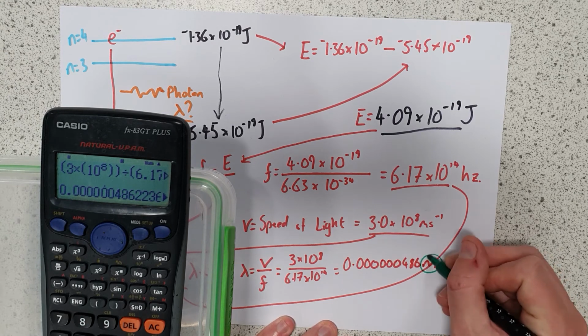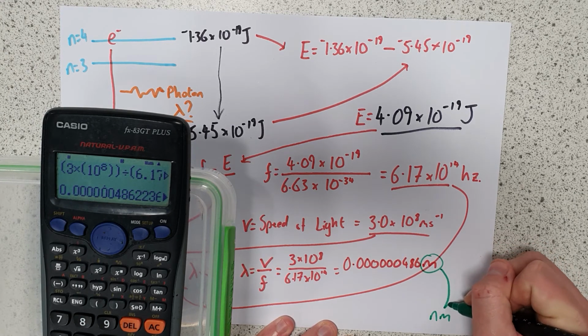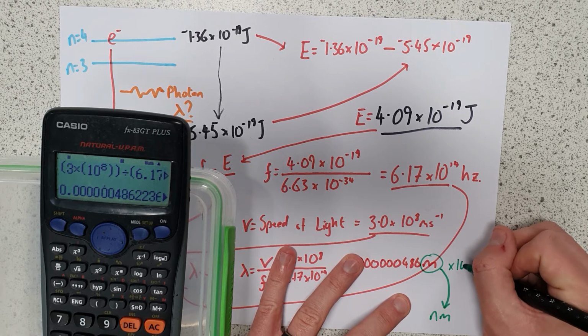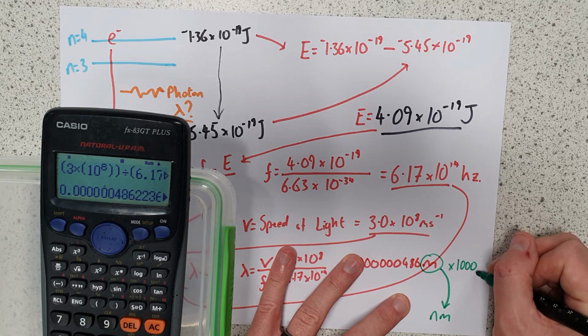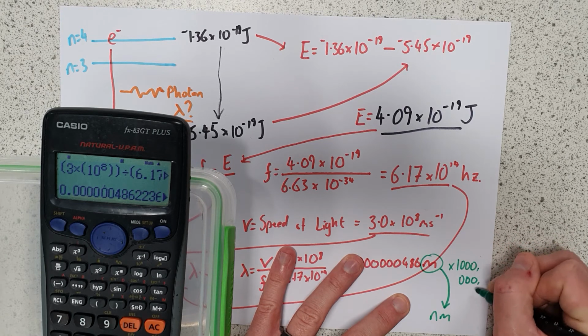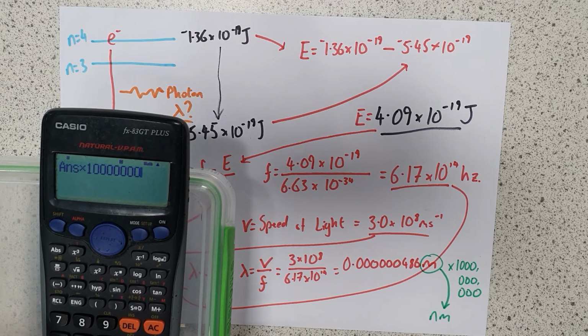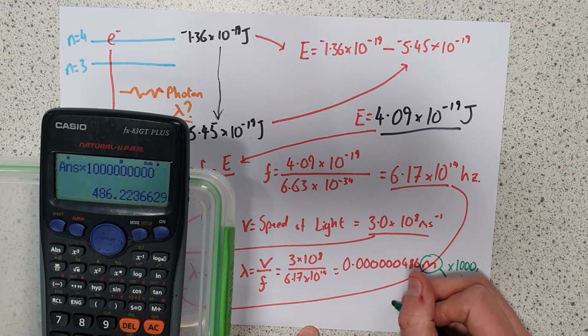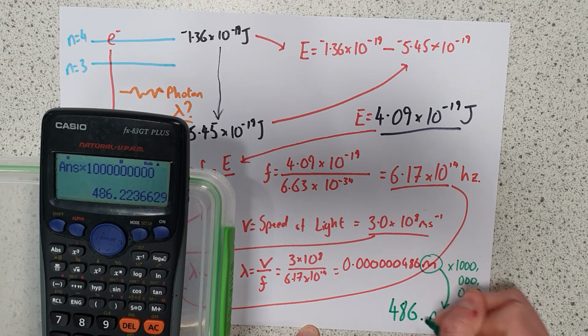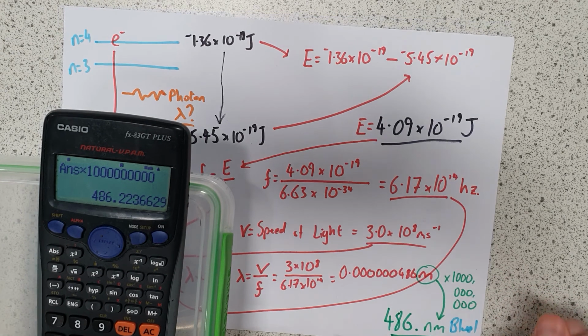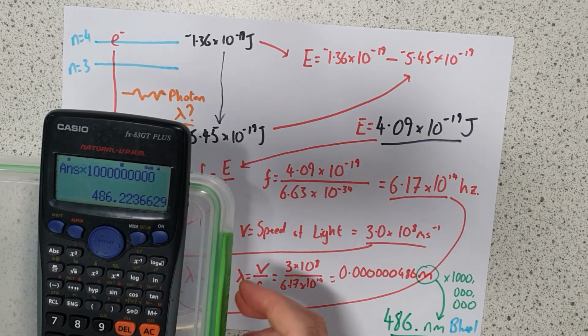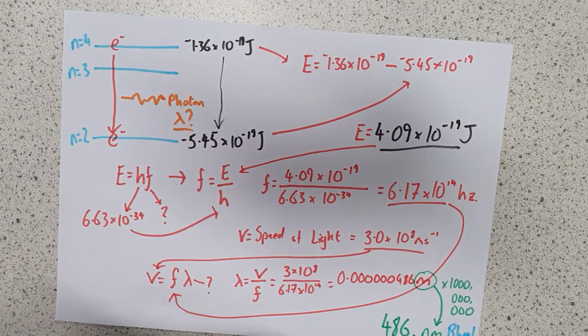This is in meters and we want it in nanometers. So meters to nanometers, we need to times by 1 billion, that's 1 with 9 zeros on the end. Sorry I've had to do that like that, but you should be able to make that out. So it's multiplied by 1 with 1, 2, 3, 4, 5, 6, 7, 8, 9 zeros, and it gives us 486 nanometers, which we've worked out to be blue light.